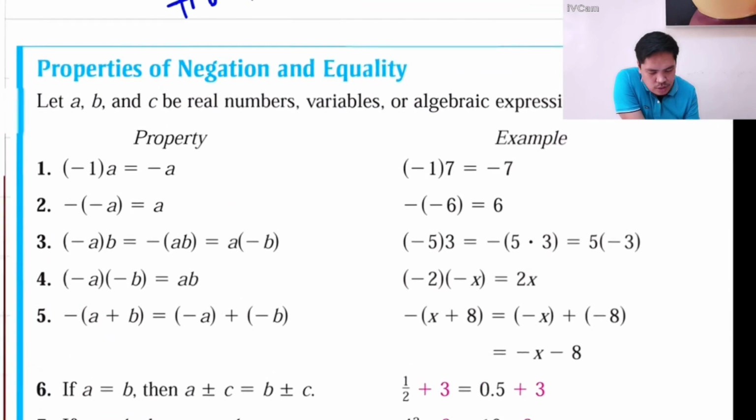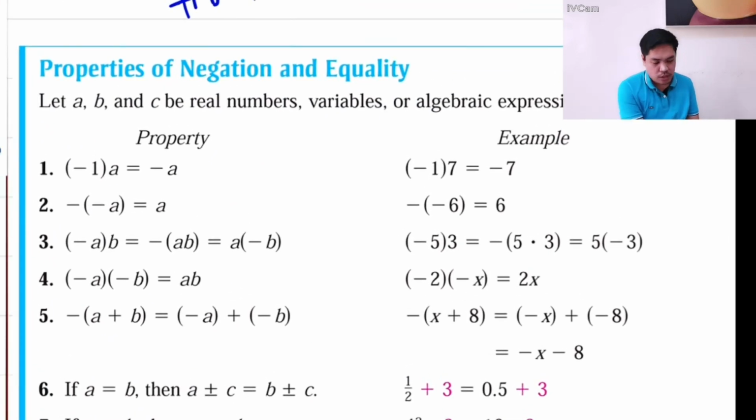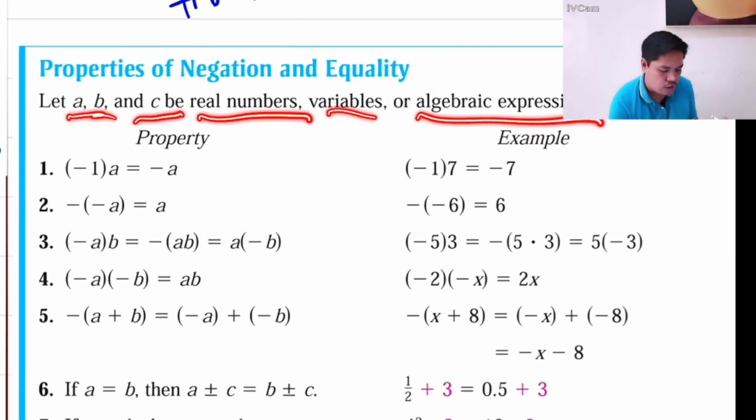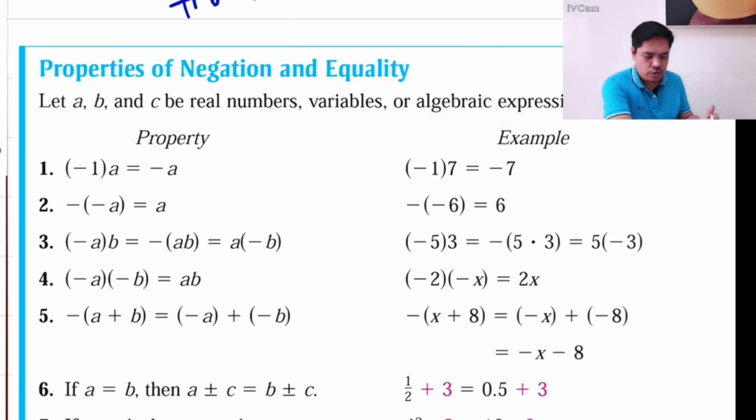So, properties of negation and equality. So, let A, B, and C be real numbers, variables, or algebraic expressions. So, the first property, how do we negate A? How do we come up with the opposite of A? You multiply by negative 1. So, negative 1 times A is negative A.